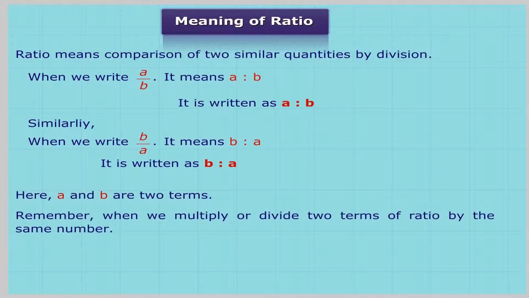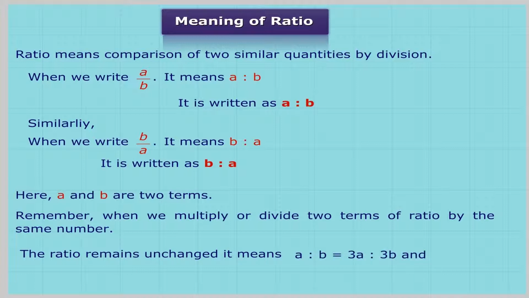Remember, when we multiply or divide two terms of a ratio by the same number, the ratio remains unchanged. It means ratio of A to B equal to ratio of 3A to 3B and ratio of B to A equal to ratio of B divided by 5 (within round brackets) to A divided by 5 (within round brackets).